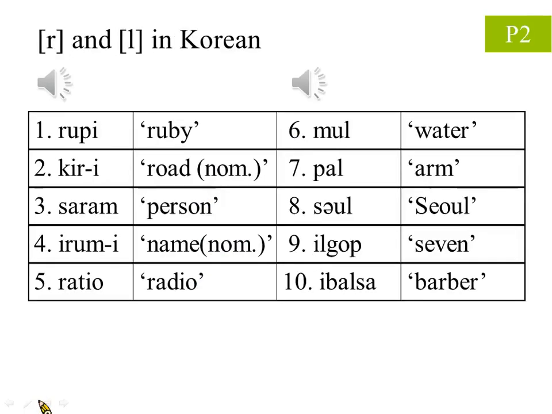The subject we discuss here concerns the L and all sounds in the Korean language. Here are the words relevant to this topic, and the words in quotes are the corresponding English meaning. 루비, 길, 사람, 이름, 라디오, 물, 발, 서울, 일곱, 이발사.